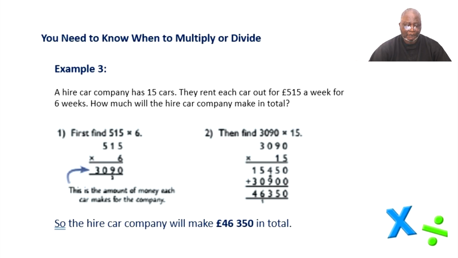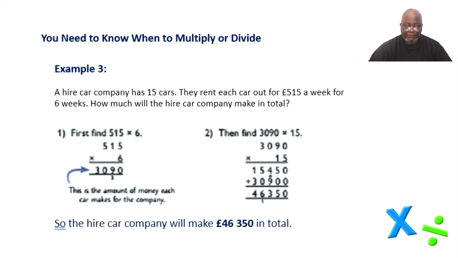First, find 515 times 6, which is equal to 3090. 6 times 5 is 30, and then you put the 0 down, and the 3, you put it underneath the 9, and then 6 times 1 is 6, 6 plus 3 is 9, that's why you have the 9, and then you continue. 6 times 5 is 30, and your answer is 3090. That is the income generated by one car over 6 weeks.